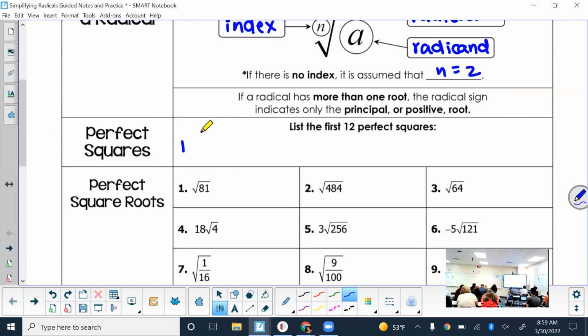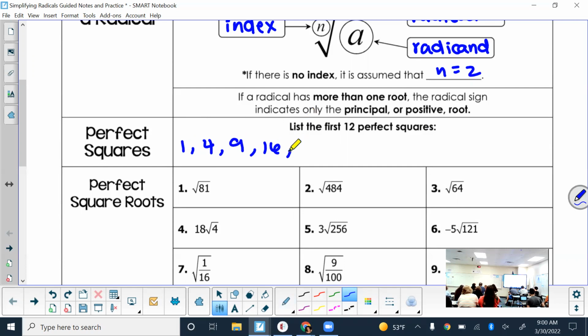So that would be 1. So square root of 1 is 1. So that's a perfect square. Next would be 4. The square root of 4 is 2, right? So that's the second perfect square. Then we have 9. The square root of 9 is what? 3. Then we have 16. The square root of 16 is 4. So you see how it's going 1, 2, 3, 4.